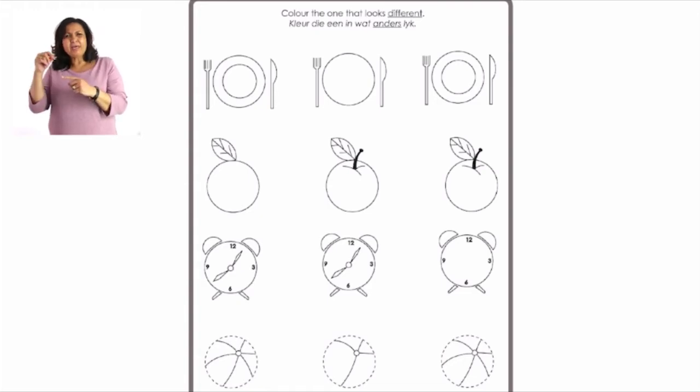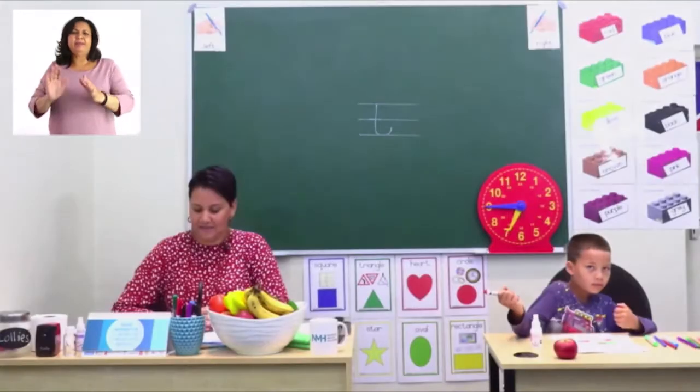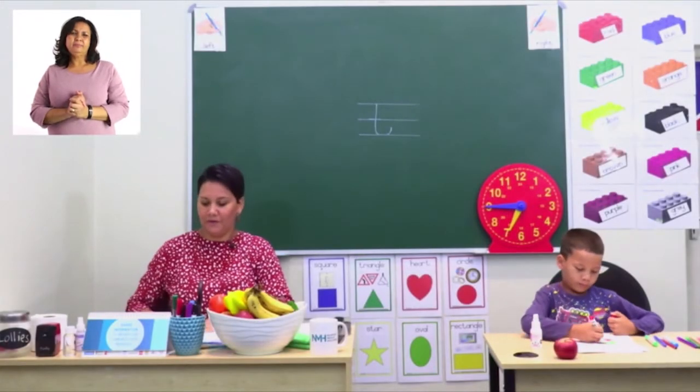Now look at the clocks. Which one looks different? And at the bottom of the line, you first need to trace the circles before you can find the one that looks different. If you compare, you'll see that one of the pictures in each row is not the same as the others. This is how you would compare.